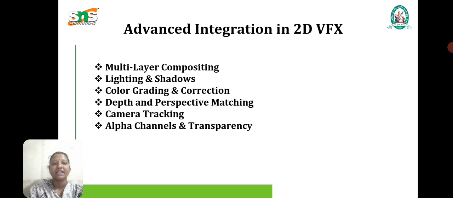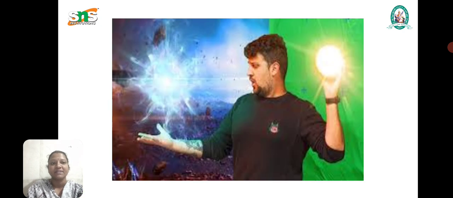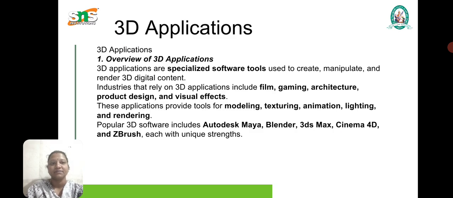Next is alpha channels and transparency. For glass, smoke or fire effects, we need transparency in every scene and every image. We can use this transparency for adding visual effects to the particular objects. In this scene, we have only one object, a ball in the hand, and for that ball we are giving some effects. This is object tracking. According to the object we are using motion tracking.